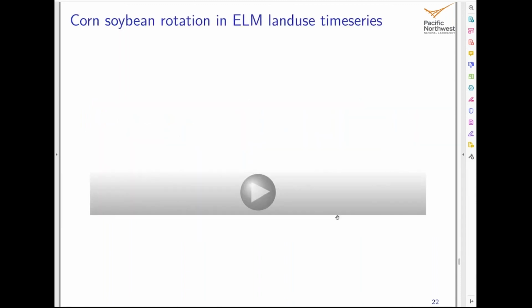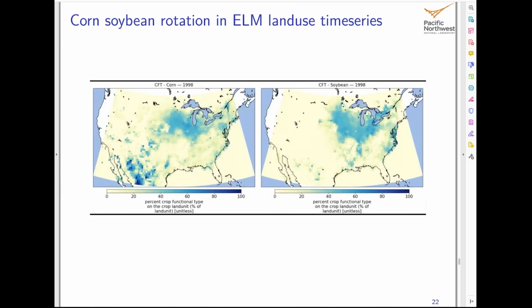So now in the last minute, I will just show a small animation of this modified ELM land use time series in which you can see the corn soybean rotation occurring. On the left-hand side, I have the corn, and on the right-hand side, soybean, showing the fraction of the grid cell that is corn and the fraction of the grid cell that is soybean. And you can see that from the year 2000, there's slight shifting in the fractions. Let me play this animation again. From 2000, there is a slight shifting in the fraction, and that is because some fraction of corn has shifted to soybean in those years, and in the following year, the reverse happens.